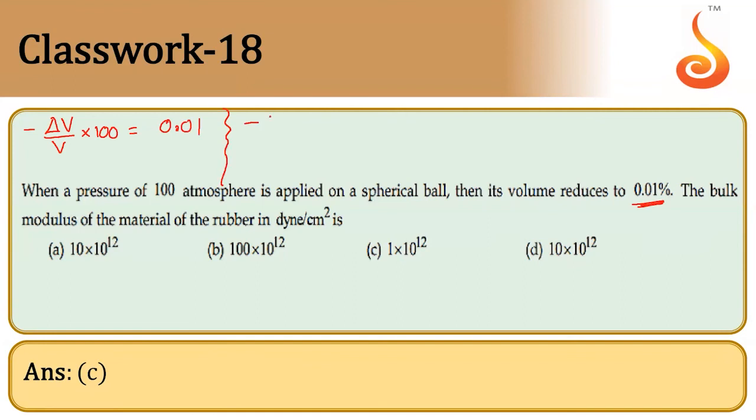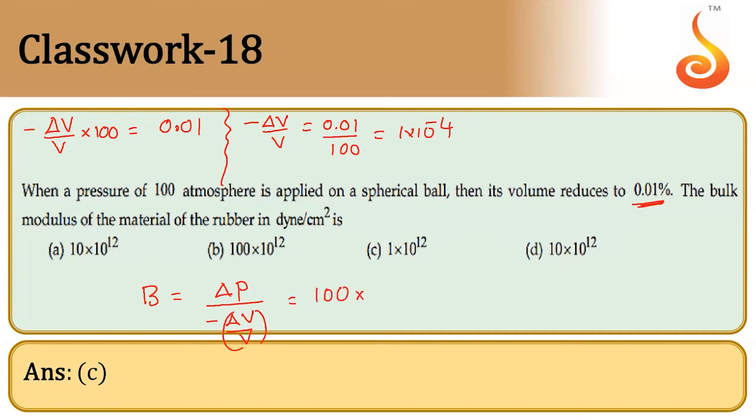So minus delta V divided by V is equal to 0.01 divided by 100, equal to 1 into 10 to the power of minus 4. Remember. Now, what is the formula for bulk modulus? Bulk modulus is equal to the pressure applied divided by minus delta V by V. Already we have that value. So 100 atmosphere.